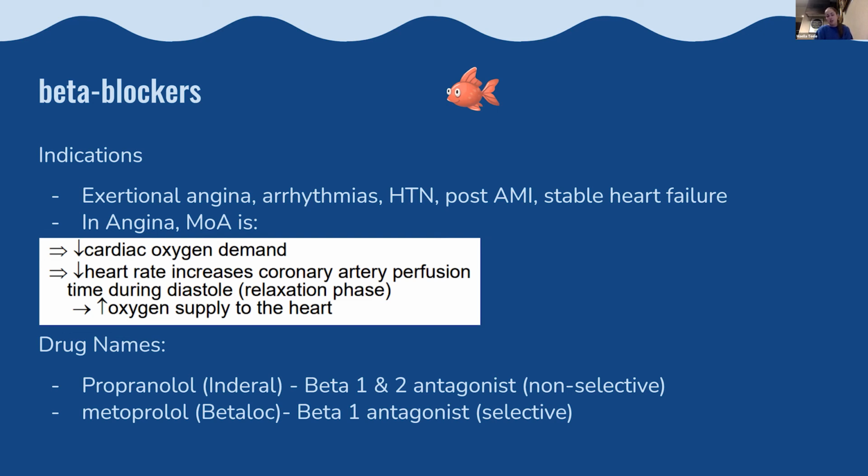So the 2 drug names you really need to know are propranolol and metoprolol. So propranolol is a beta-1 and 2 antagonist. So this is non-selective, and I'll discuss that one in a second. So that is probably not the one you'd use for your first line, just because it can have some other effects because it's targeting those beta-2 receptors as well. And metoprolol is a beta-1 antagonist. So this one's more selective.